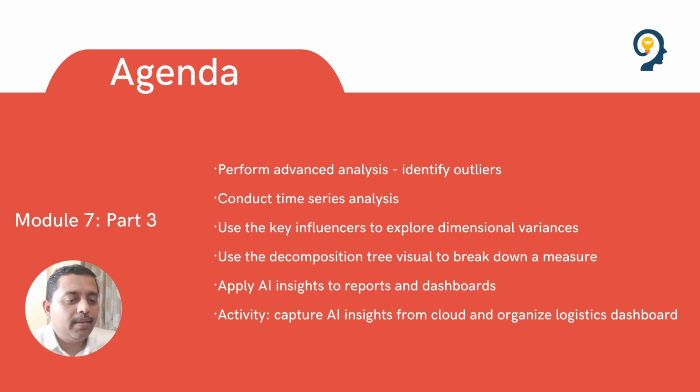Primarily, in this module there will be some recap of what we did in the beginning, and how we do some small type of analysis and other things. We will also be seeing two major sections: one related to key influencers and another related to the decomposition tree. These two we will be discussing in this module.